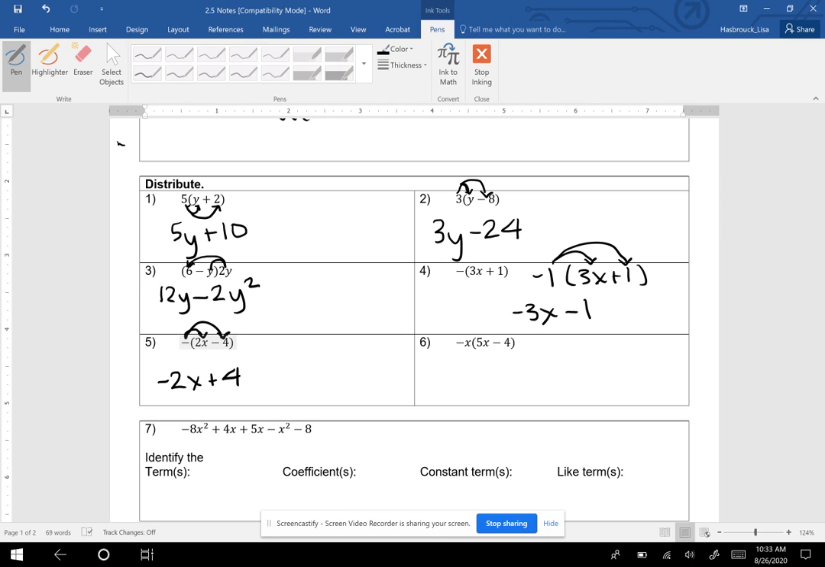For number 6, we're going to take that negative x times 5x. So first of all, it's a negative times a positive, so it'll be a negative 5. And then x times x is x squared. For the next part, negative times a negative will give us a positive. And then x times 4 is 4x.